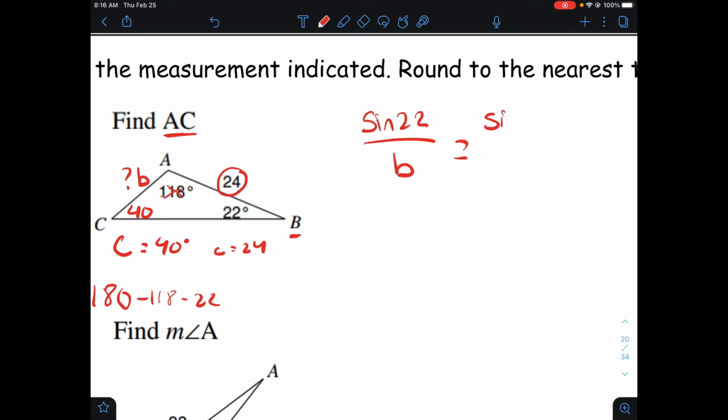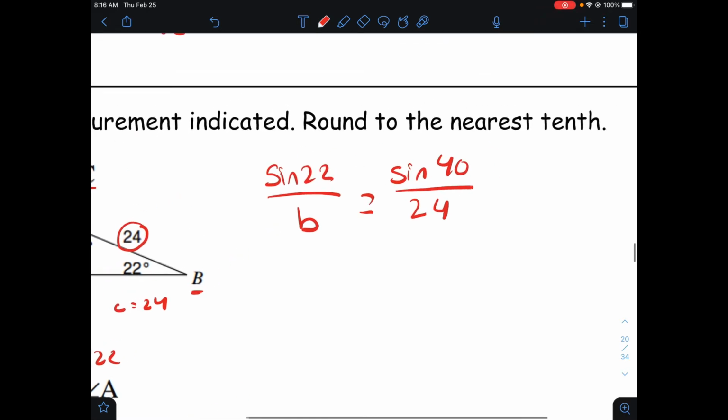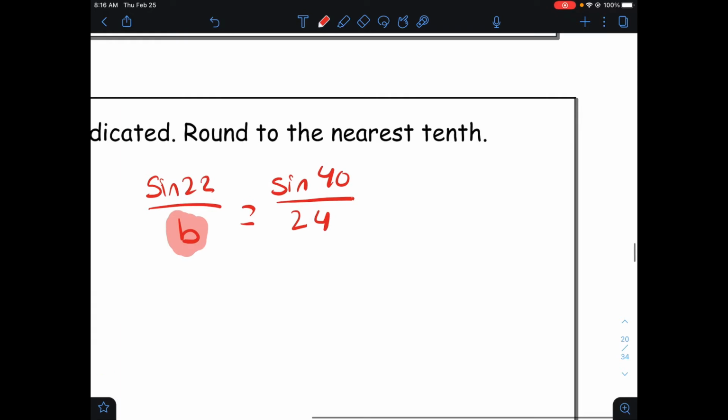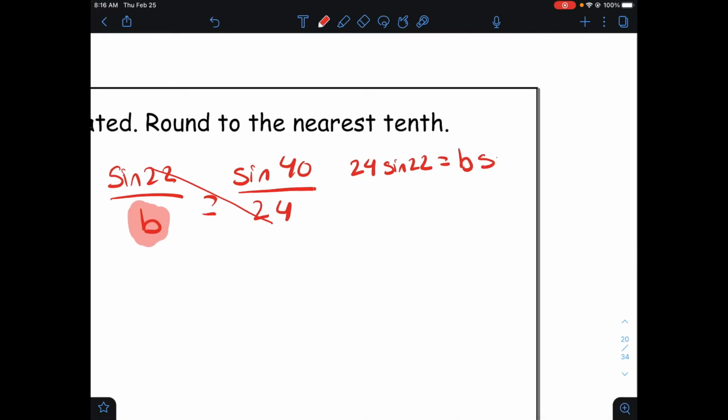So I could say sine of 40 over 24. Now I have a proportion set up, and when you set up these proportions, you should only be missing one part. That's the part we're solving for. This is screaming cross multiplication, so let's cross multiply. We get 24 sine of 22 equals b times sine of 40, and b is what we're solving for. So I'm going to divide by sine of 40.